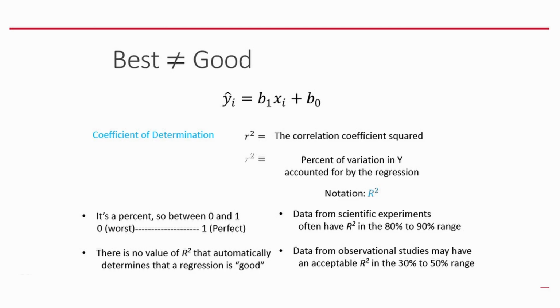Just to give you some context, very rigorous scientific experiments often can achieve r squareds in the range of 80 to 90%. So in terms of playing music, the ups and the downs, not only are they hitting the notes, but they're not very far off. Observational studies, on the other hand, oftentimes can only hit a range of 30 to 50%. So not only are they not hitting a lot of notes, but when they don't hit them, they're missing by a lot.